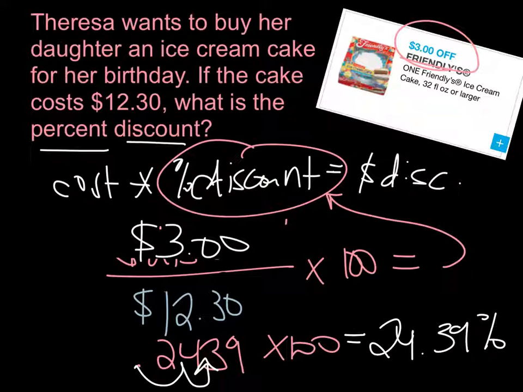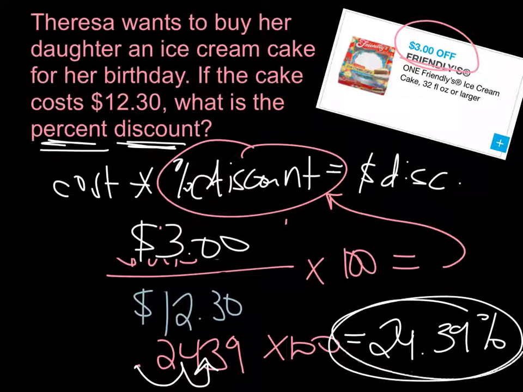24.39%. Now, most times percents are whole numbers. In this particular case, because you're actually finding the percent discount, it would be okay to keep this original answer. So I would keep this 24.39%. Even though the decimal continues on and on, it's okay to round to about 3 or 4 numbers after the decimal point. So in this particular example, Theresa would save about 24% off of her ice cream cake.